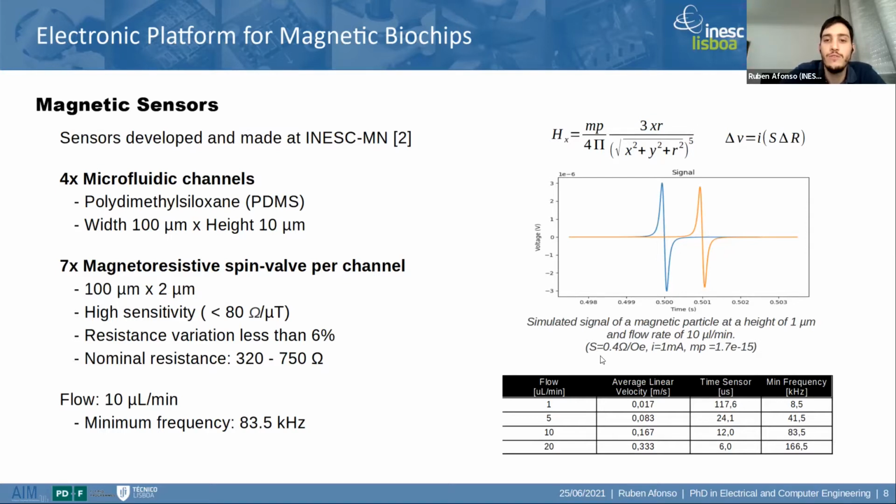So, knowing the flow rate, we can calculate the average linear velocity inside of the channel, calculate the time that the particle is on top of the sensor, and calculate the minimum frequency needed to capture these events. In our application, we need a flow rate of 10 micrometers per minute, so we need a minimum frequency of 83 kilohertz.